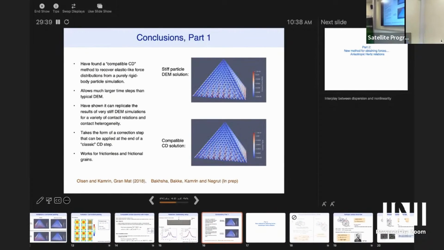Some conclusions here. So we have this algorithm now, which is basically a correction to contact dynamics. We make the CD solutions elastically compatible. All right. It allows much larger time steps. It can replicate the solutions of DEM, but without having to deal with DEM. Okay. And it works for frictional and frictionless grains.